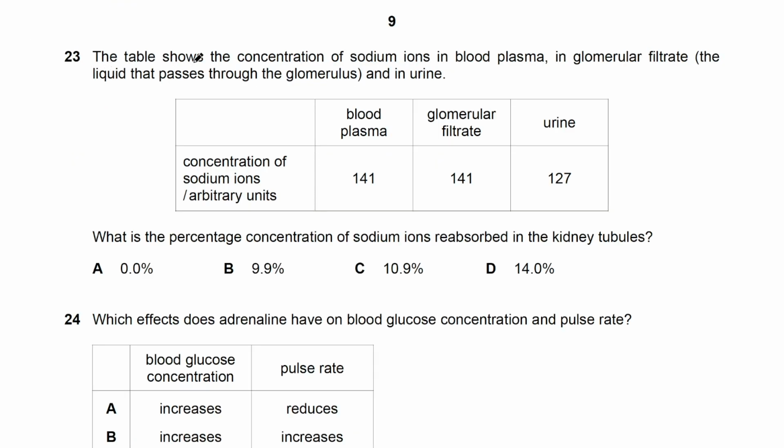Question 23. The table shows the concentration of sodium ions in blood plasma, in glomerular filtrate, the liquid that passes through the glomerulus, and in urine. It's very clear here. Now, what is the percentage concentration of sodium ions reabsorbed in the kidney tubules? Very simple. We will deduct the urine concentration from the filtrate. Now, 141, please use your calculator, minus 127, and that will give us 14. Because we need the percentage, we will divide it by the full amount, the filtrate. So 14 divided by 141.